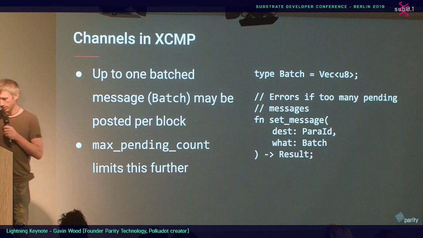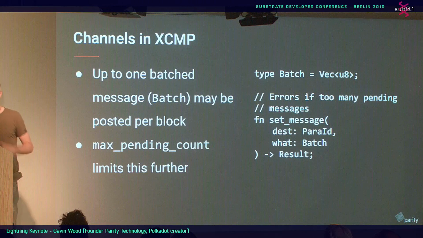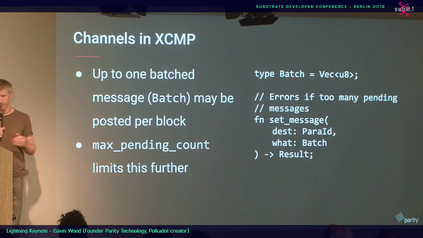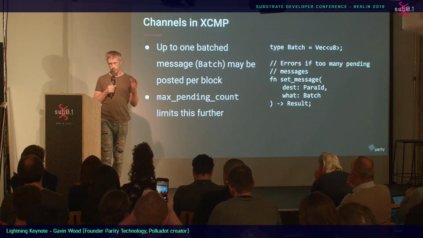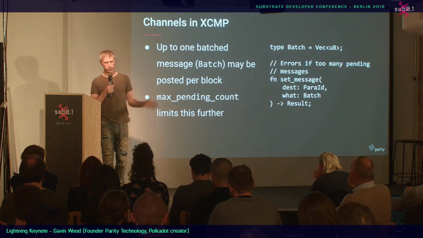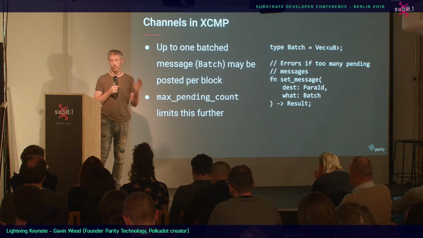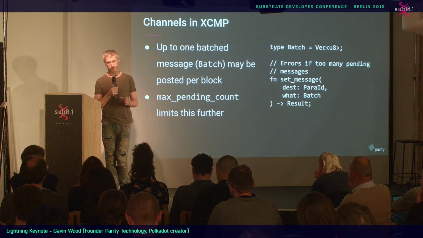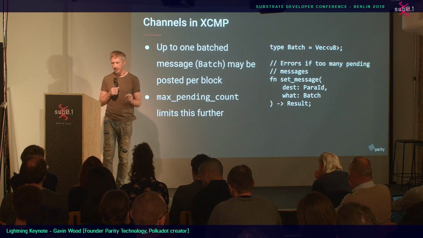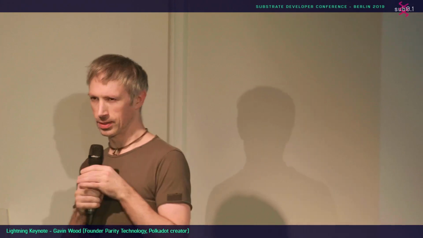Now, we get onto some of the more interesting elements: actual message passing. So within any given channel, at most one message may be sent per block at this abstraction layer. At the next abstraction layer, you can send many messages per block. I've decided to call this the abstraction layer where they're called batches of messages, or message batch. So one batched message may be posted per block.